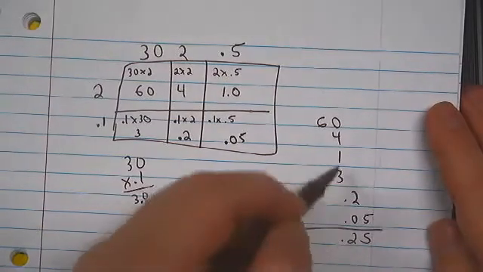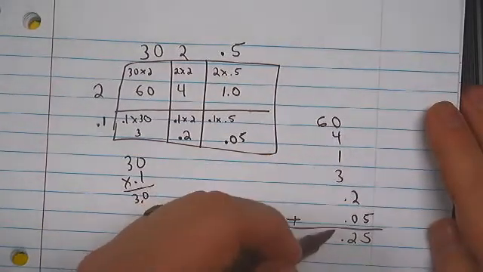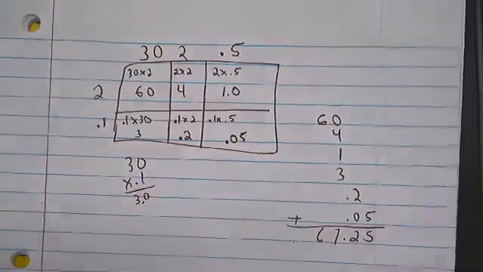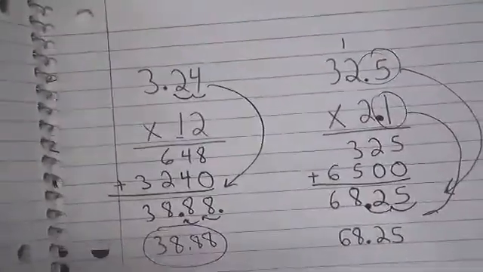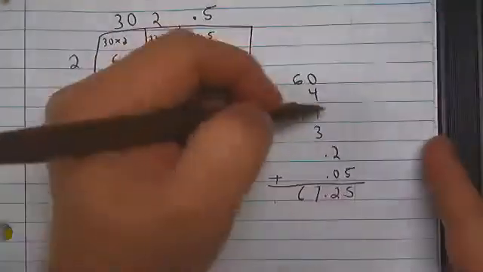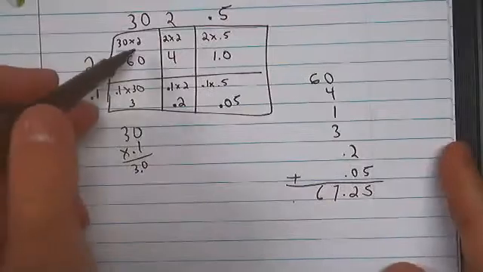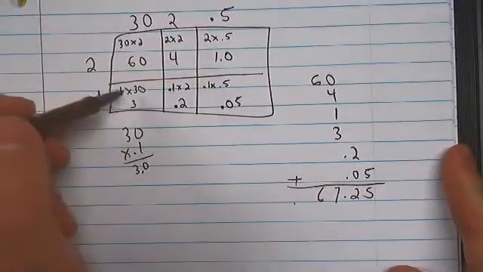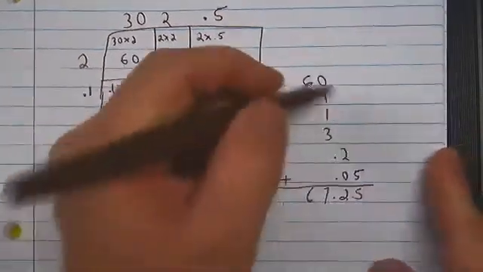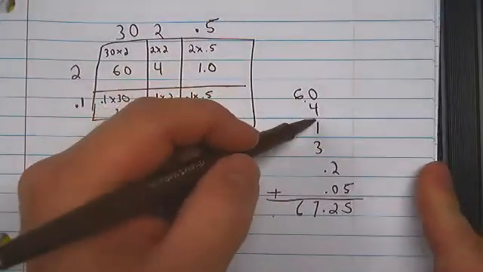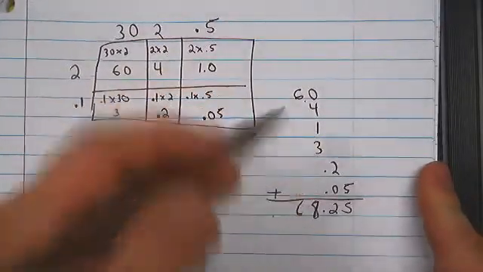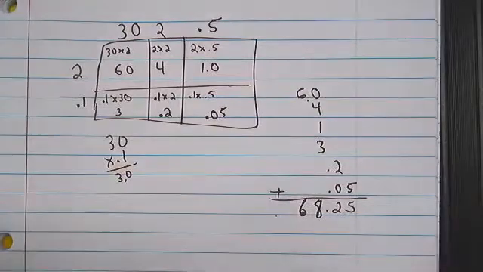5, 2, 3, 4, 5, 6, 7, and 6, 67 and 25/100. Is that what we got originally? No, it's not. What did I do wrong? Oh, I had it added up wrong. That's why. 4, 5, 6, 7, 8. There we go. 68 and 25/100. There it is.